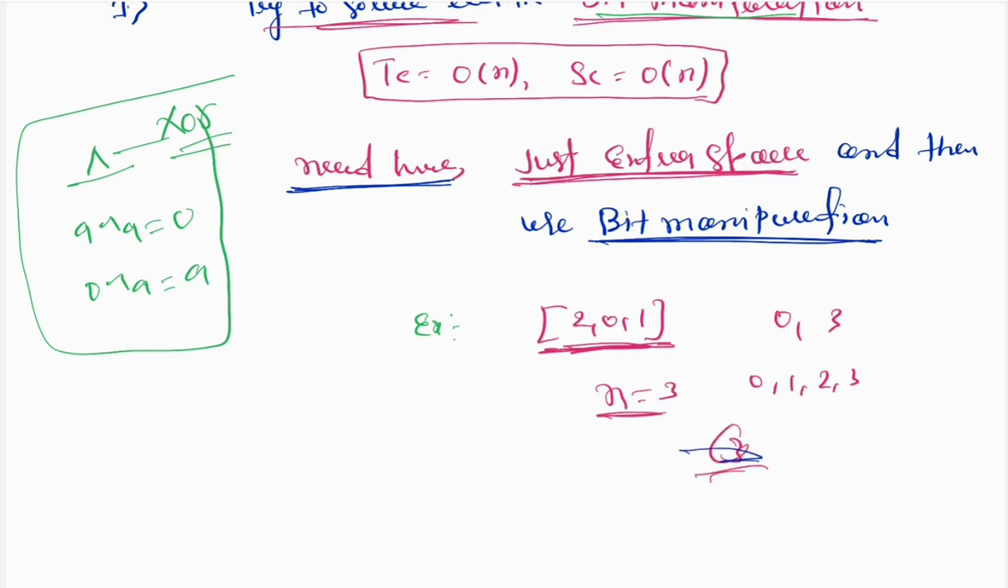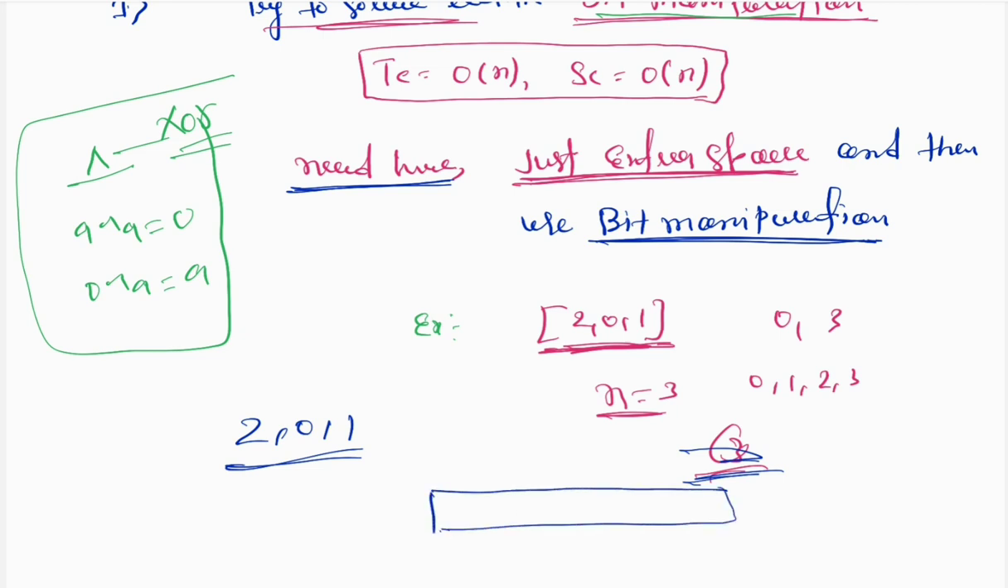Now let's think about how to approach this in terms of bit manipulation. Suppose we have the array 2, 0 and 1. What we can do is create extra space, like an extra array, and push the elements into this array. So 2, 0 and 1. Now we also push the elements from the range 0 to 3: 0, 1, 2 and 3.